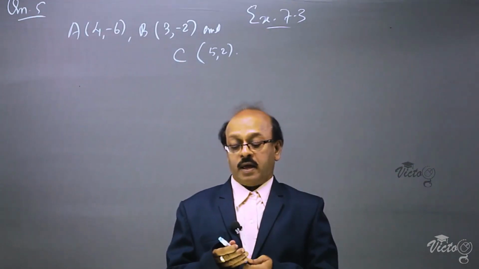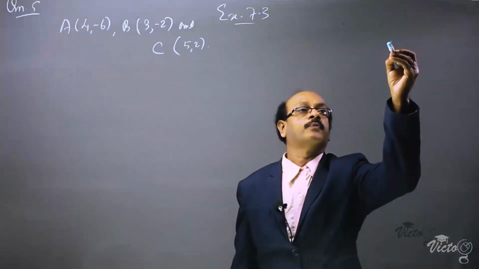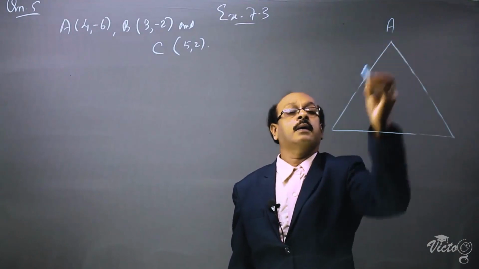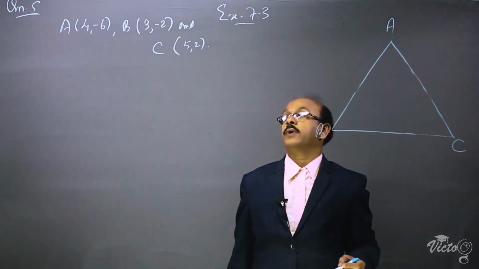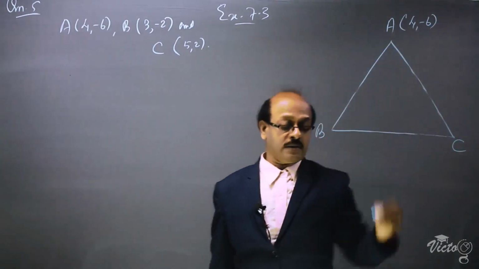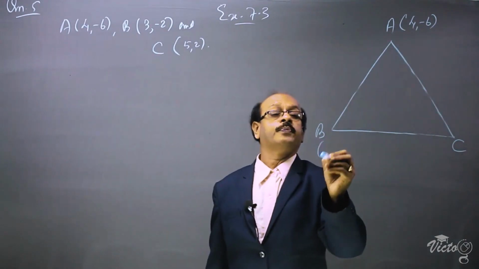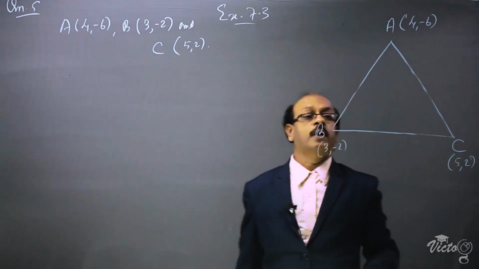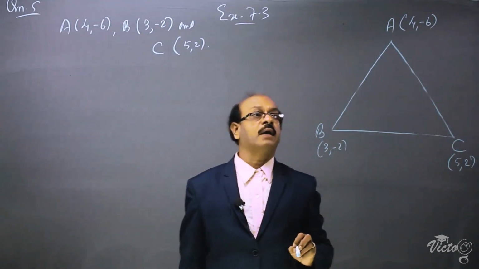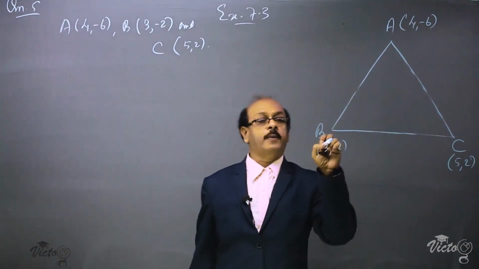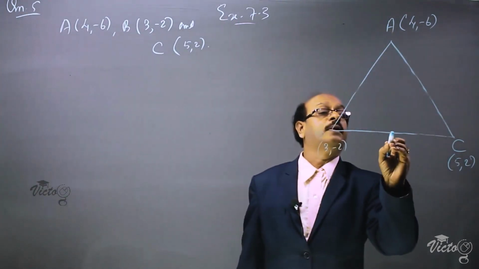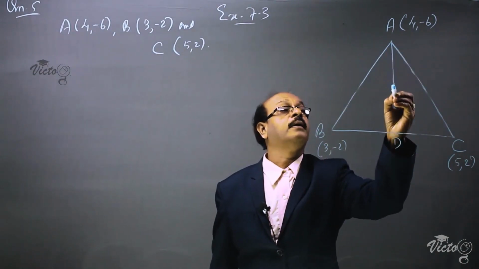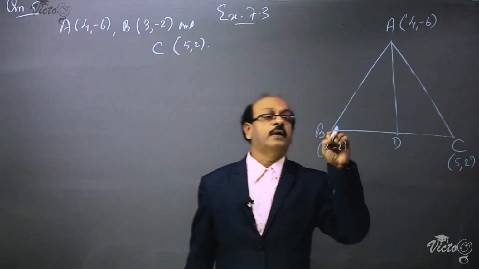So, we are drawing a triangle ABC. The coordinates of A are (4, -6), coordinates of B are (3, -2) and coordinates of C are (5, 2). We have to draw one median. Median means the line segment joining any one vertex to the midpoint of the opposite side. So if D is the midpoint of side BC, then AD is a median.